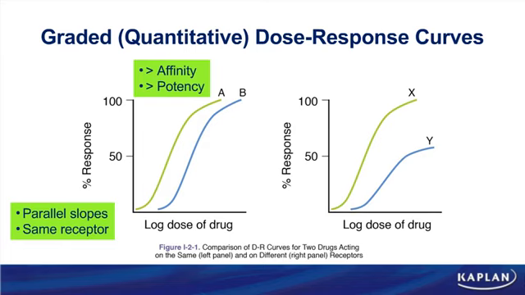Notice though that the curves reach the same height. Drug A and drug B both reach 100% response. That means they have equal efficacy. They are the same when it comes to their effectiveness.